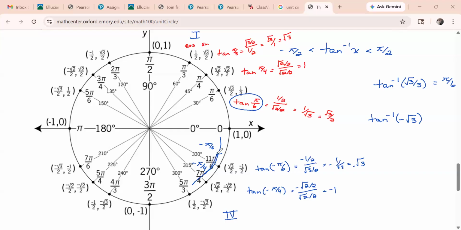And then if we kept rotating more this way, instead of having 5 pi over 4, this is going to be negative pi over 3. Like I said, because we're going this direction, we're bound between negative pi over 2 and pi over 2. We're rotating in the negative direction for our inverse functions here. So tangent of negative pi over 3 is going to be negative square root of 3 over 2 divided by 1/2, which is going to leave me with negative square root of 3, which is what I was looking for. So my solution here, inverse tangent of negative square root of 3 is negative pi over 3.